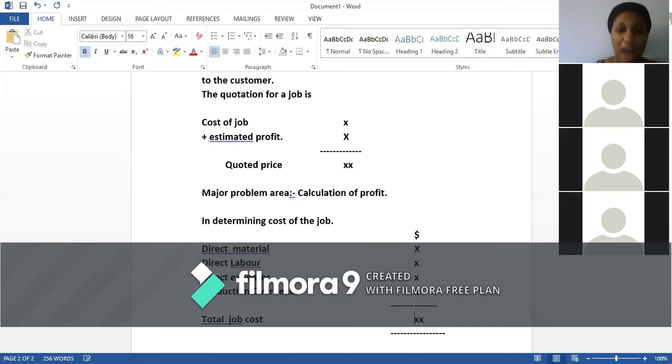All right, so you have the total job cost. When you have the total job cost, this is not the quotation for the job. The quotation or the quoted price of the job is the total job cost plus any estimated profit margin.